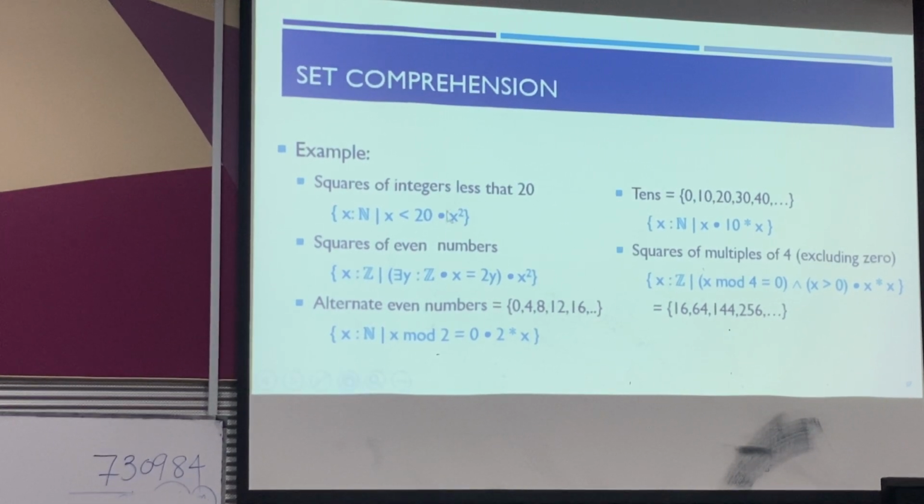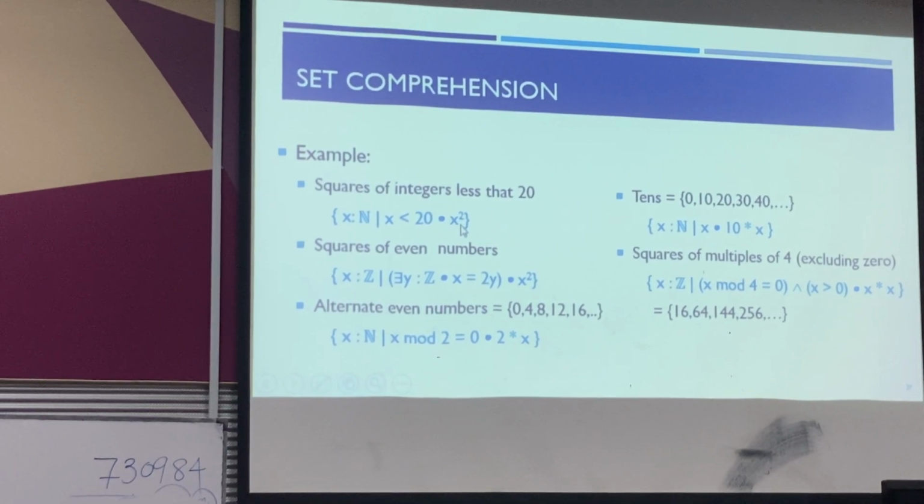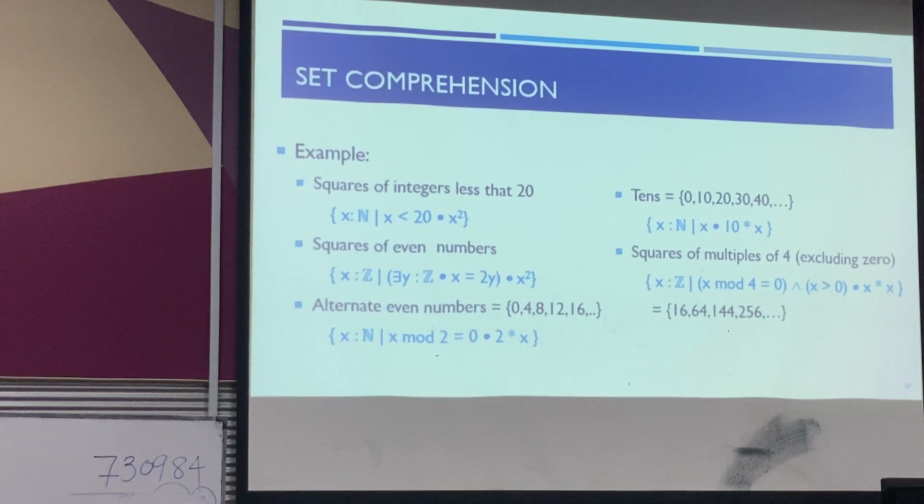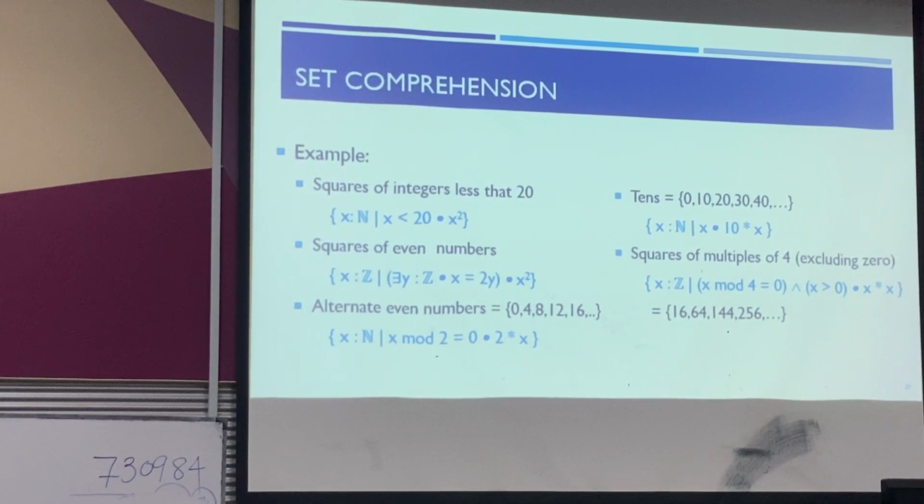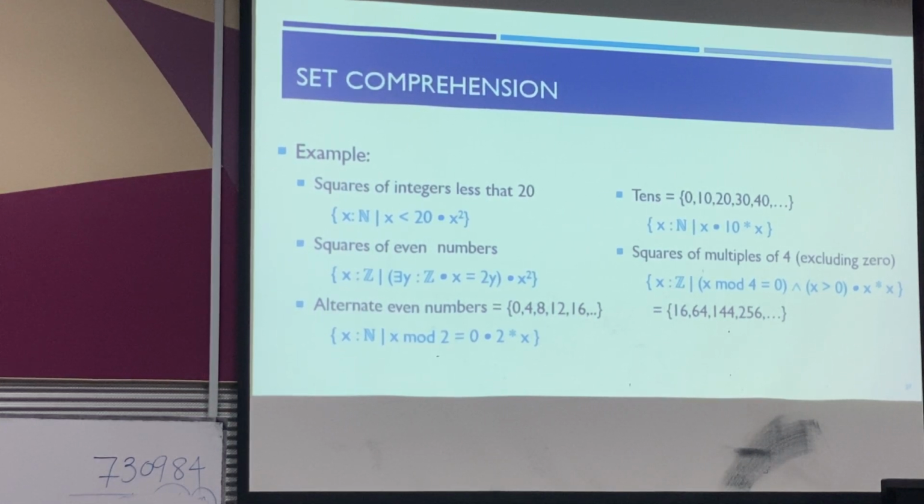So this is how you do it. For example, just now we combined the square and the condition where x is less than 20. x to the power 2 means the data of x will be 0 power 2, 1 power 2, 2 power 2, 3 power 2, and so on, until 19 power 2. That is your answer. So 0, 1, 4, all those are your answer for x here.